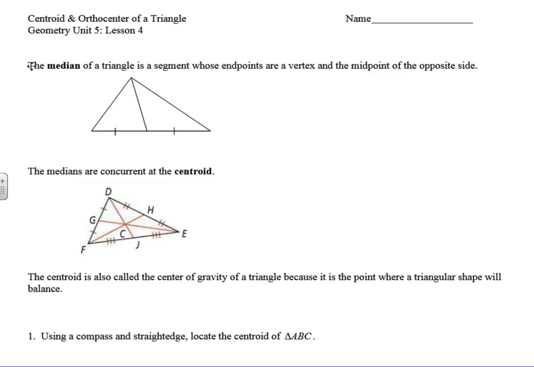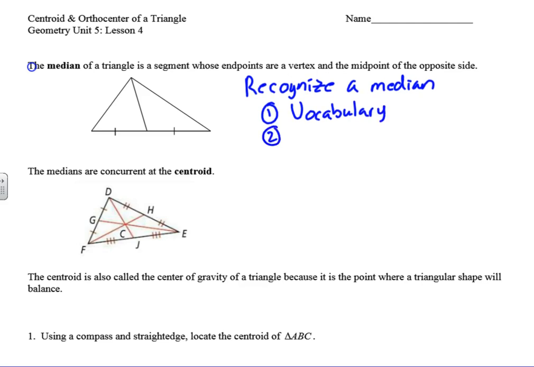The median of a triangle is a segment whose endpoints are a vertex and the midpoint of the opposite side. And we can recognize a median in a few different ways. One way is the vocabulary. They tell us the word median. Another way would be tick marks that indicate that this is the midpoint, which we have in the picture, or another way would be through measurements.